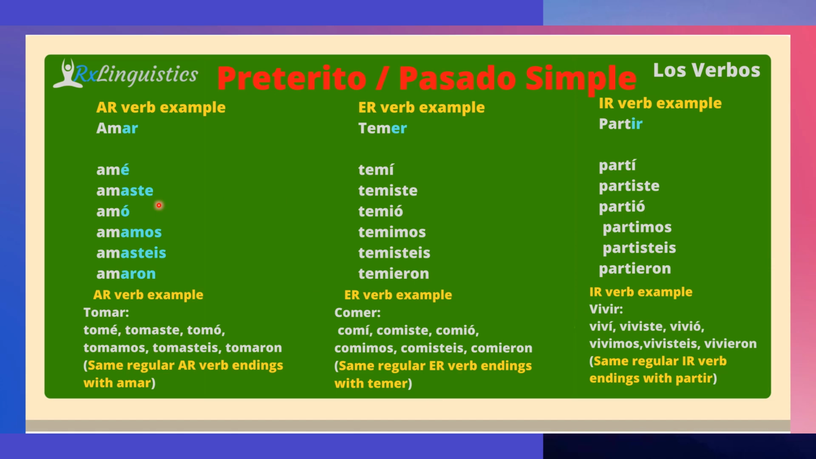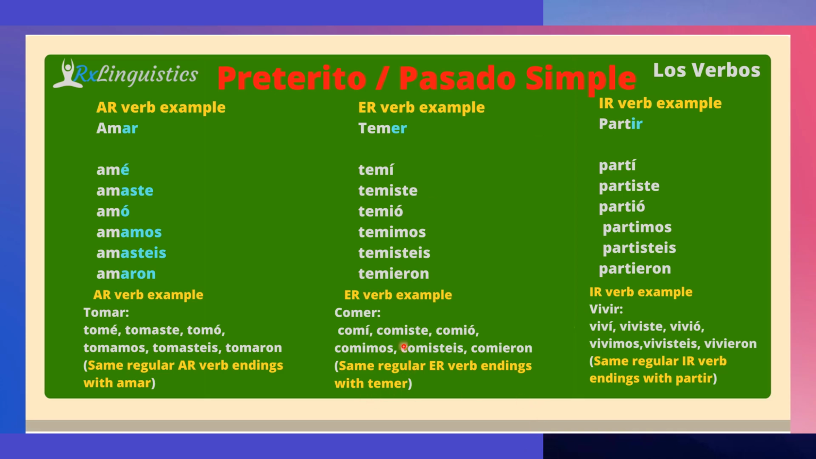Tú amaste. Él amó. Nosotros amamos. Vosotros amasteis. Ellos amaron. So the root is the same, you just add the ending to the root. Same for temer. Here you have temí, temiste, temió, temimos, temisteis, temieron.